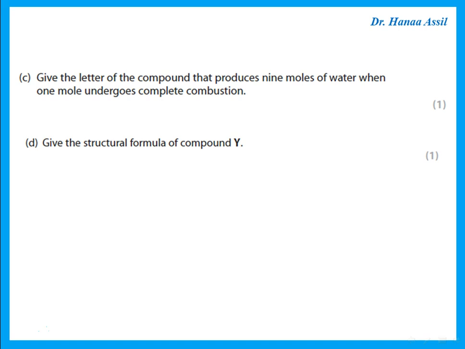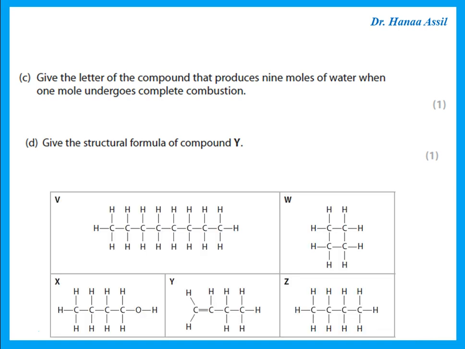Give the letter of the compound that produces 9 moles of water when 1 mole undergoes complete combustion. So we're talking about one of these in which if I burn it, it gives 9 moles of H2O. In order to give 9 moles of H2O, I must be starting with something that has how many hydrogens? Can you see that? If it is 9H2O, that means I should start with something that has 18 hydrogens. So the question is, which of these?